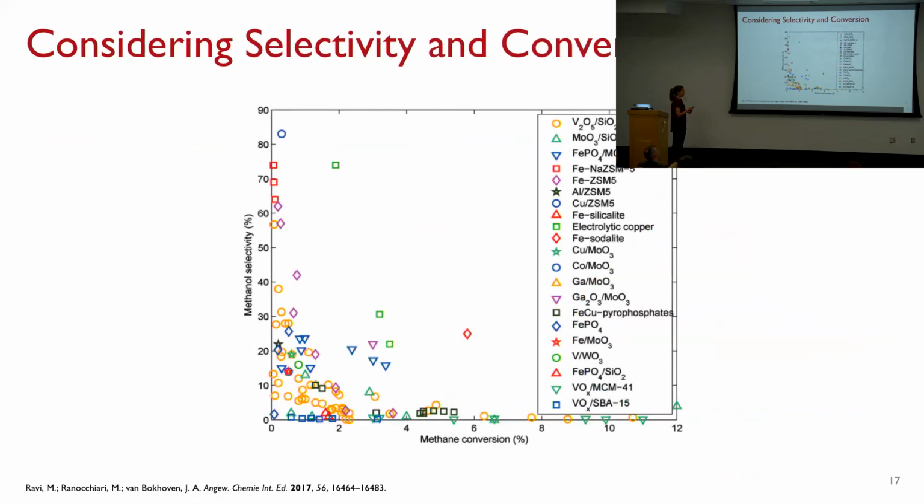In particular, it doesn't seem possible to get high methanol selectivities while also maintaining high methane conversion. This is underscored by the fact that the x-axis here goes from 0 to 12% methane conversion.